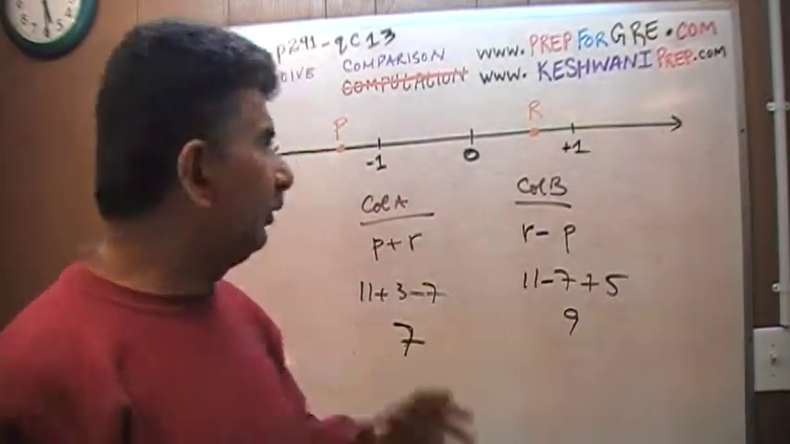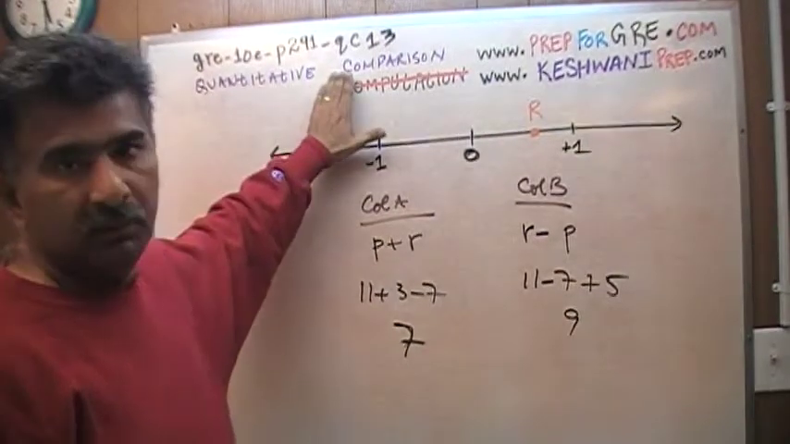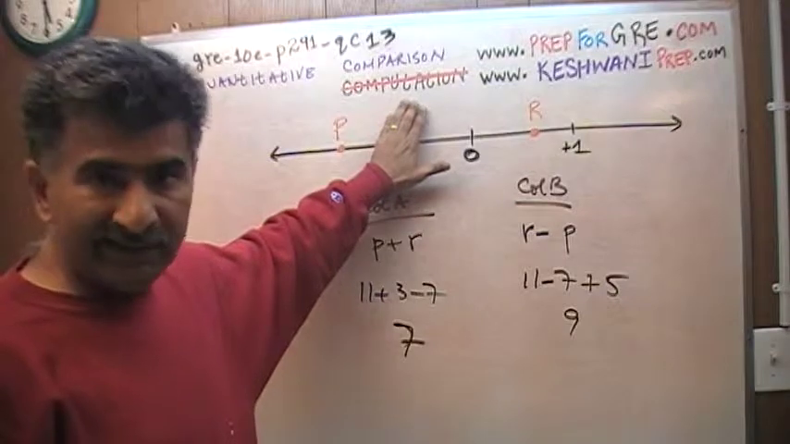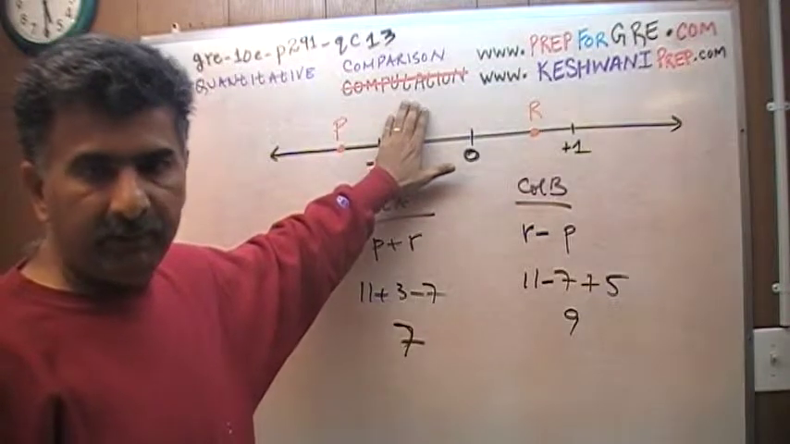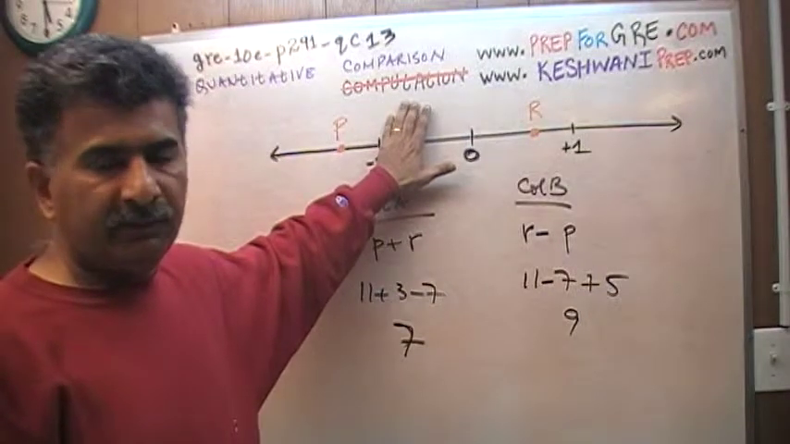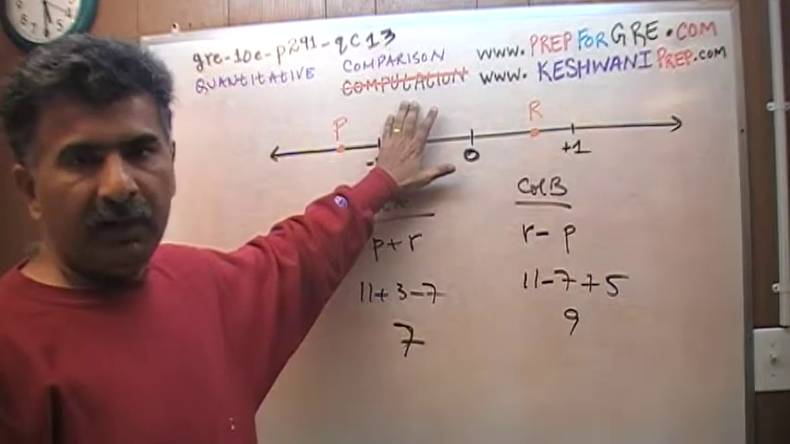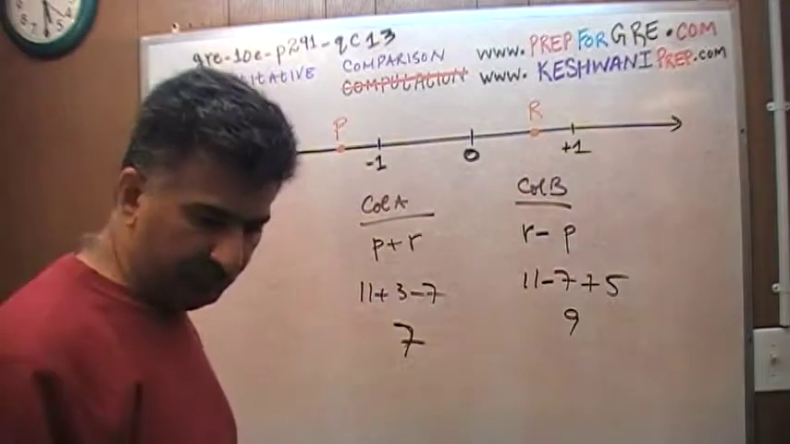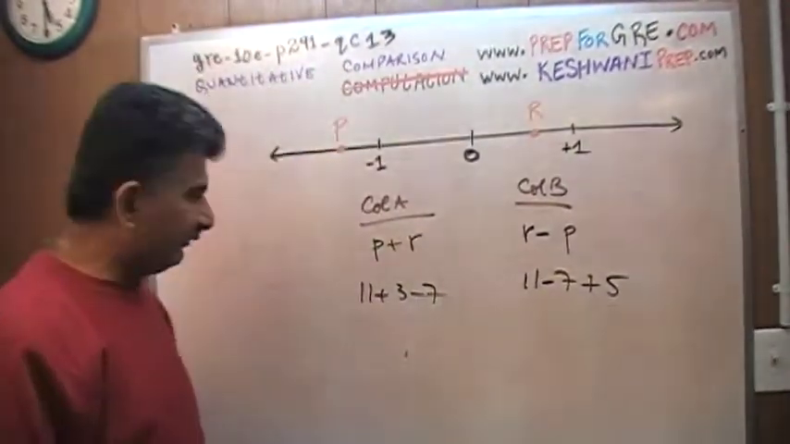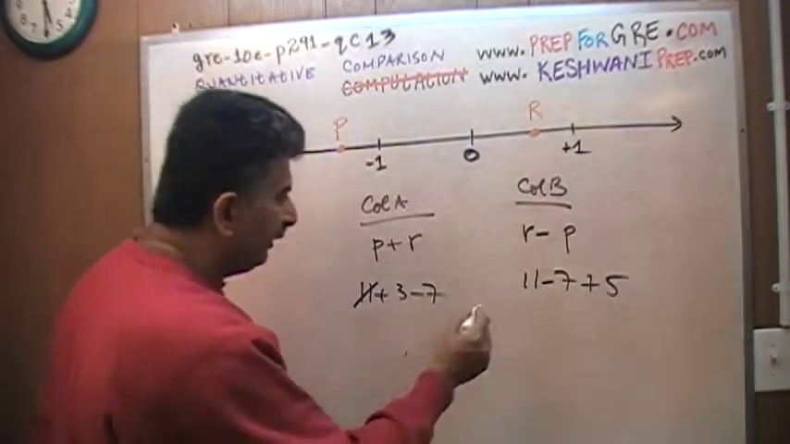These questions are called quantitative comparison, which is precisely why I write down the word computation and then cross it out, to emphasize that these questions are not called quantitative computation. Nobody is asking you to compute anything. You're being asked to compare things. And if I'm being asked to compare things, I say to myself that this 11 appears in this column and it appears in this column.